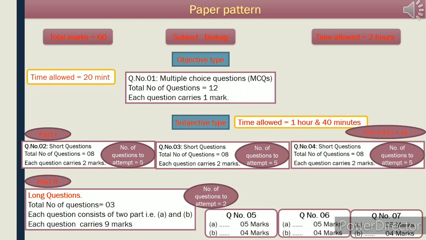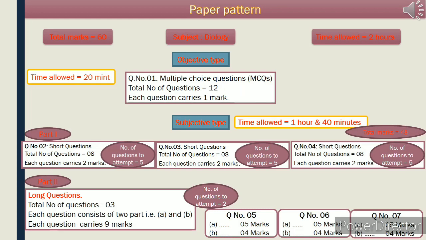Biology paper has 60 marks and the time allowed is 2 hours. Biology papers are mainly divided into two portions. The first portion is objective type and the second one is subjective type. In objective type, question number 1 is multiple choice questions. In this portion, there are total 12 questions. Each question has 4 options. Students have to mark the correct option. Each question carries 1 mark. For this purpose, 20 minutes are allowed.